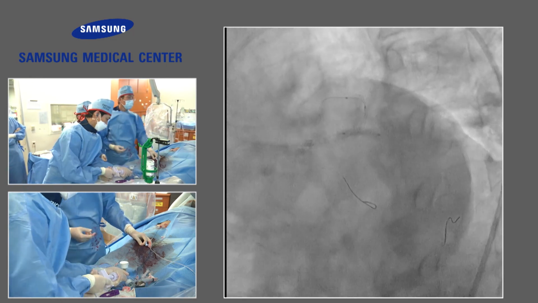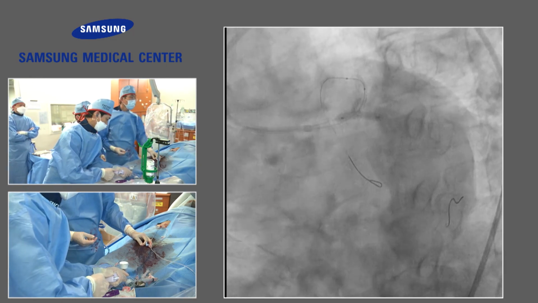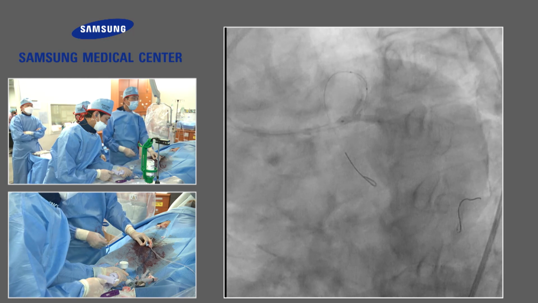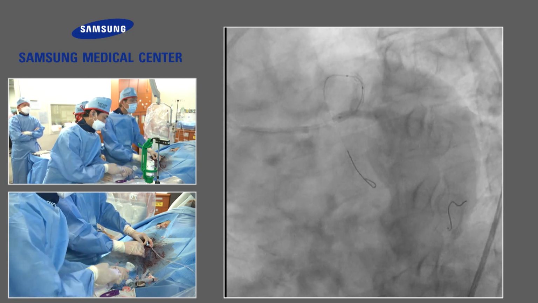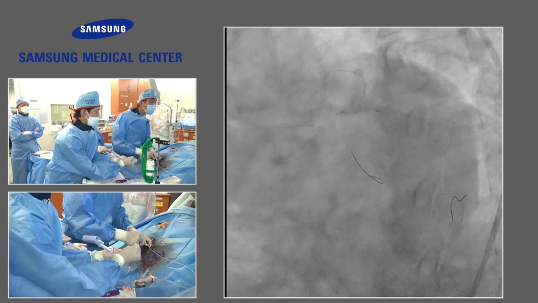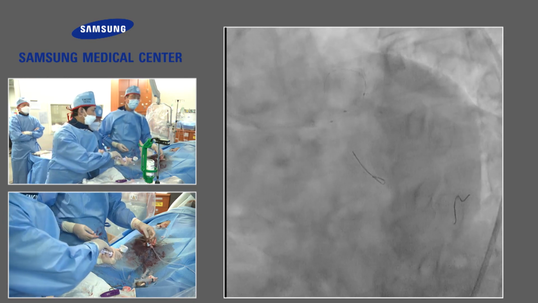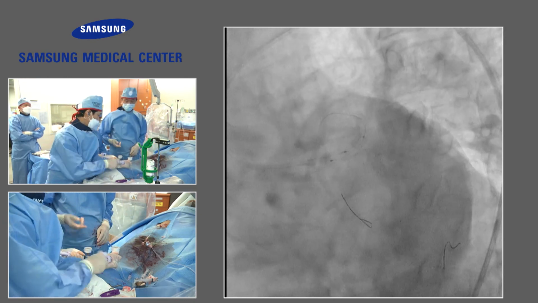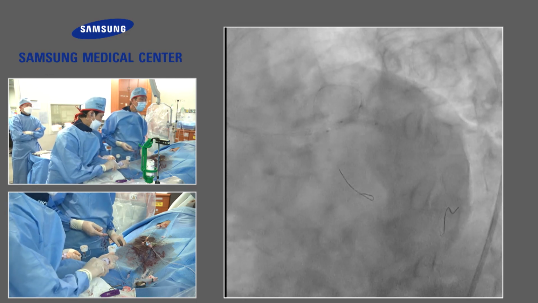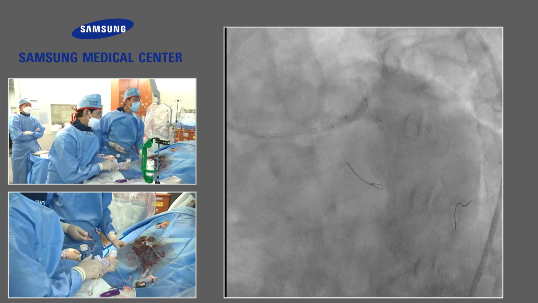What's your final plan? Final plan, kissing ballooning and IVUS, and finish the procedure. Deflation. Kissing ballooning, IVUS, and the final POT? Final POT is not necessary. Okay. 10, 12.